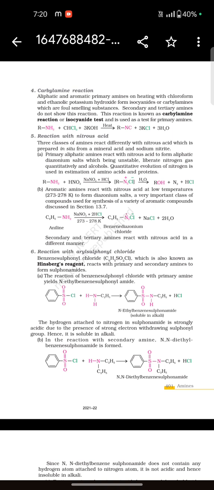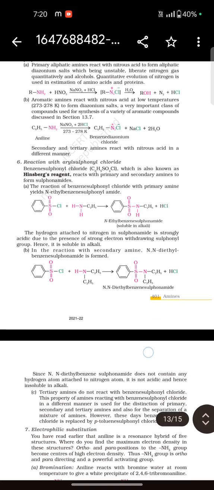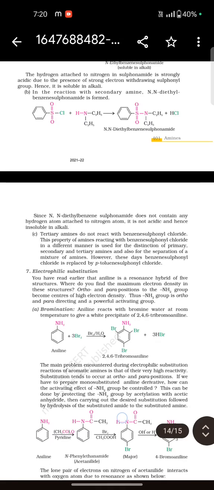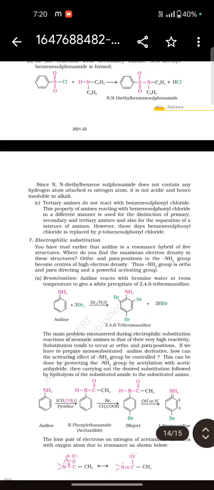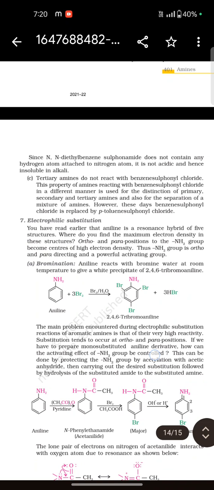In the reaction with secondary amine, an N,N-diethylbenzene sulfonamide is formed. Since it does not contain any hydrogen atom attached to the nitrogen atom, it is not acidic and hence insoluble in alkali. Tertiary amines do not react with benzene sulfonyl chloride. This property of amines reacting with benzene sulfonyl chloride in a different manner is used for the distinction of primary, secondary, and tertiary amines, and also for the separation of a mixture of amines. However, these days benzene sulfonyl chloride is replaced by paratoluene sulfonyl chloride.